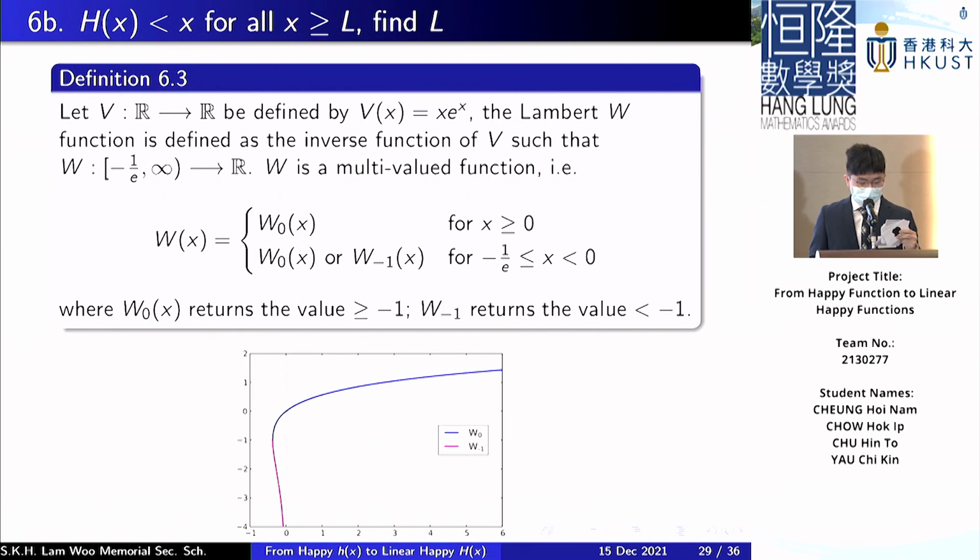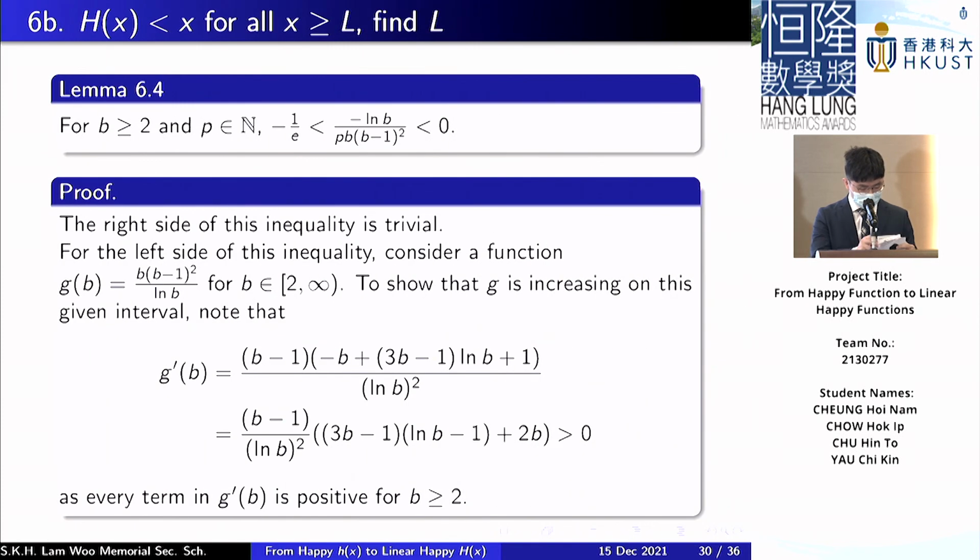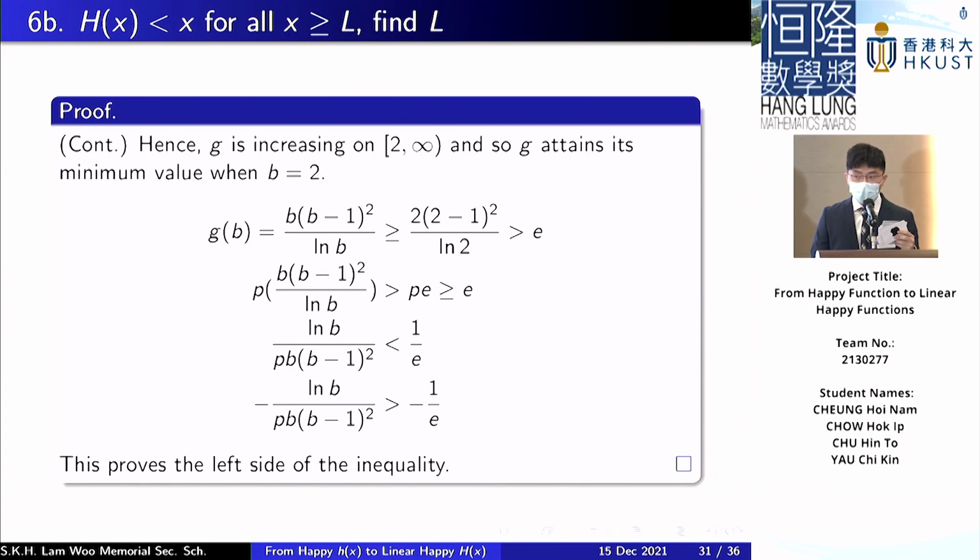The Lambert W function is an inverse function of the function f(x) equals x times e to the power x. It has two branches when x is between -1 over e and 0. To use the Lambert W function, first we show that this expression here falls within the range -1 over e and 0. So we prove this by differentiation, showing that g prime b is greater than 0 for all b greater than or equal to 2. So we can attain the minimum by putting b equals 2, and we prove the range of the right-hand side of the inequality we want to solve.